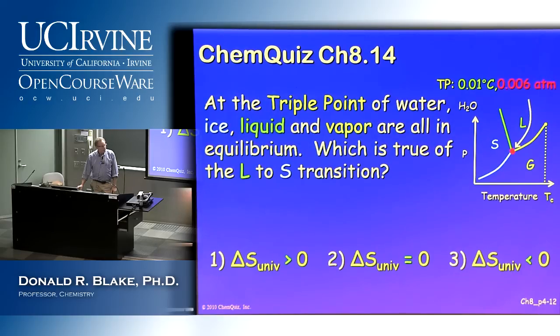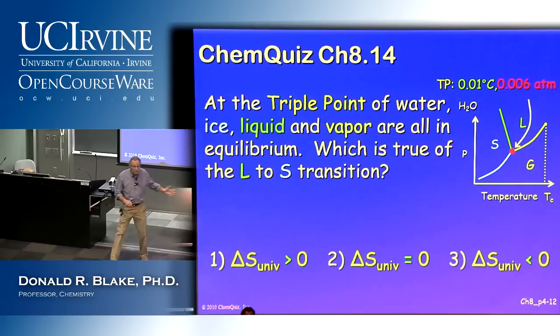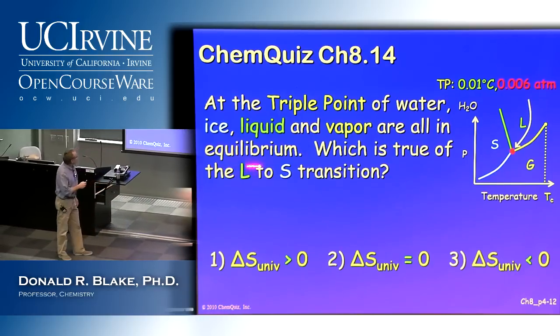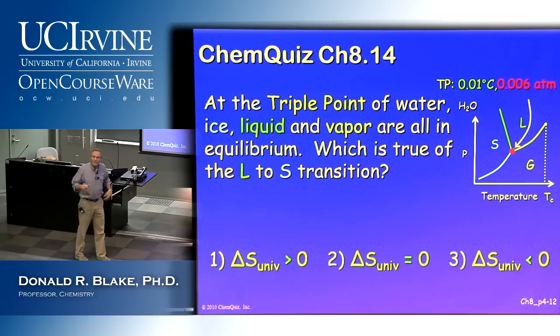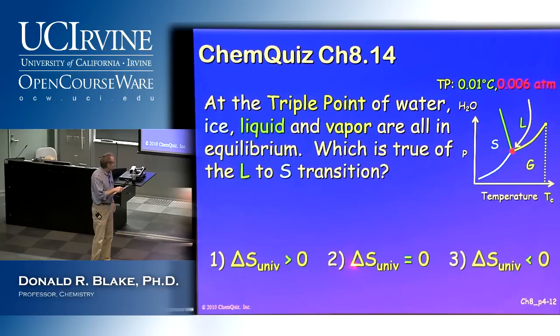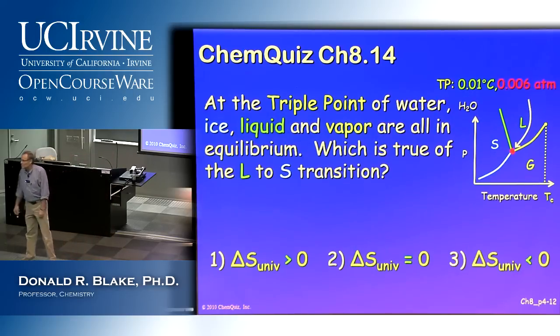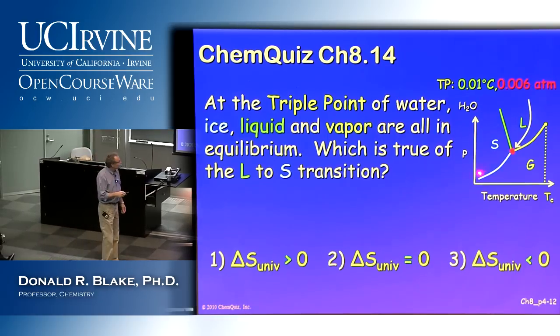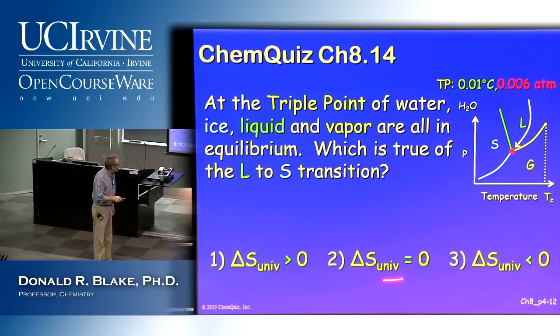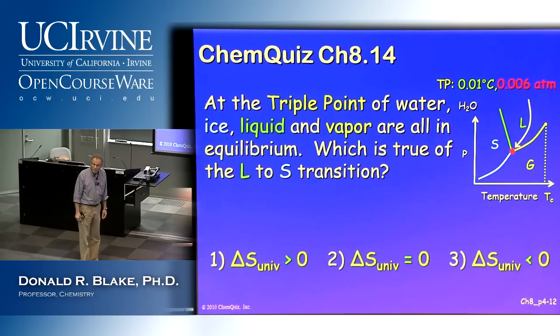Now, I thought this was a trick question until I read it more closely. Looks like the same exact question. Okay? We're at equilibrium, and then it says at the triple point, but then I realized that this is not saying the delta S of the system. It's the delta S of the universe. Okay? Folks, at equilibrium, the delta S of the universe equals zero.